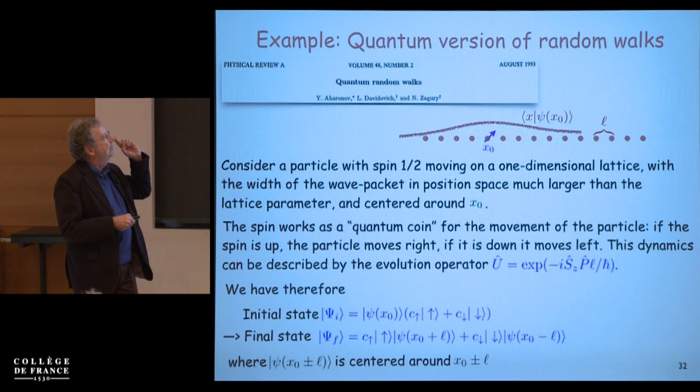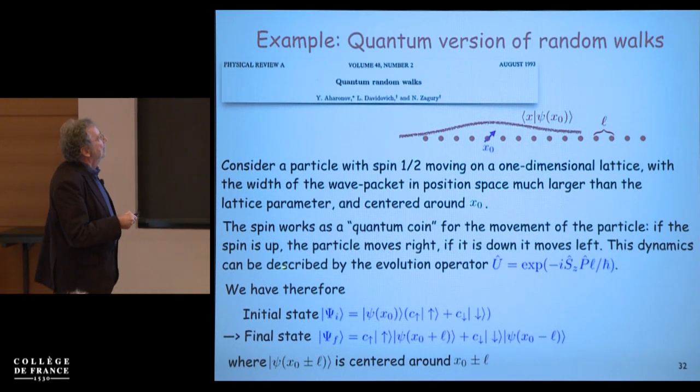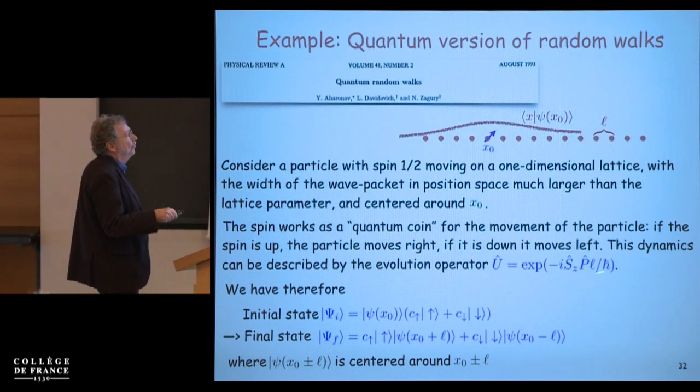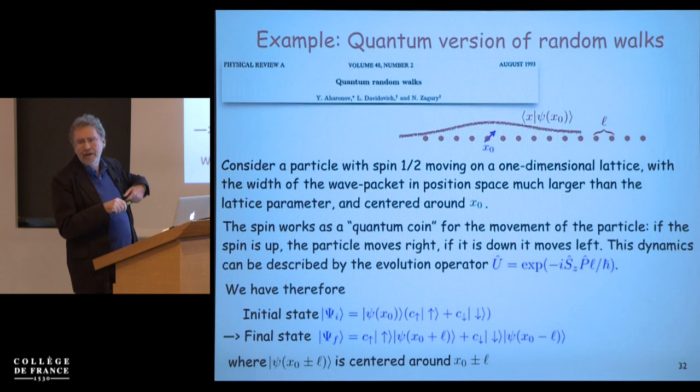Now, this spin works as a quantum coin for the movement of the particle. If the spin is up, the particle moves right. If the spin is down, it moves left. And the dynamics can be described by this evolution operator here. See, this is the spin operator. This is the momentum or displacement operator. Spin up, displacement by L. Spin down, displacement by minus L.